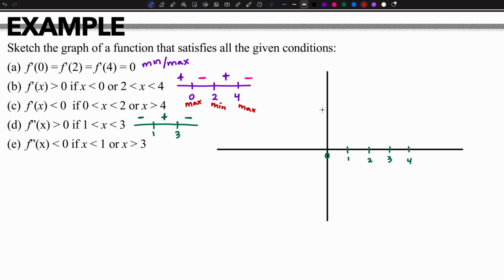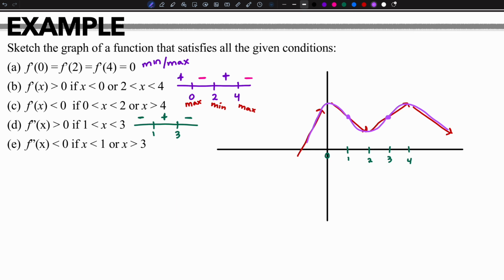So we know it's increasing up to 0. It's decreasing to 2. It's increasing to 4. And then it's decreasing after 4. Now we also know that at 1, it is concave down. And then from 1 to 3, it's concave up. And then after 3, it becomes concave down.